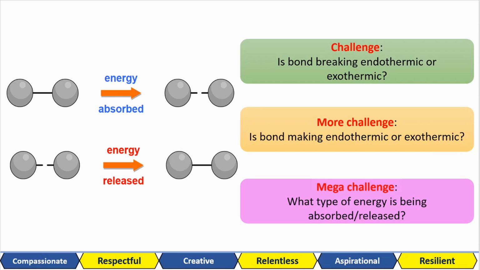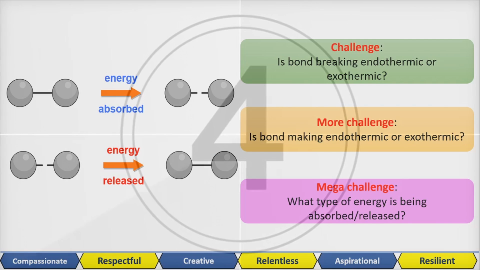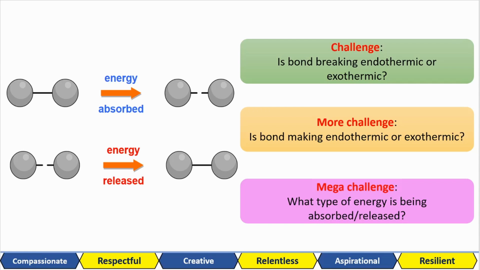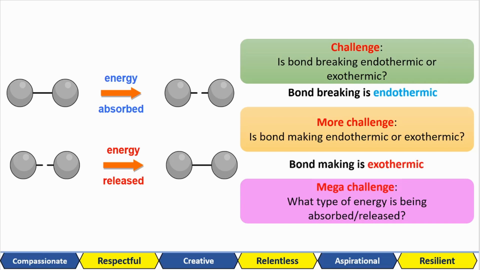Now, answer these challenge questions. Bond breaking is absorbing energy from its surroundings, so it's endothermic. Bond making is releasing energy to the surroundings, so it's exothermic. And the type of energy here is thermal or heat energy.